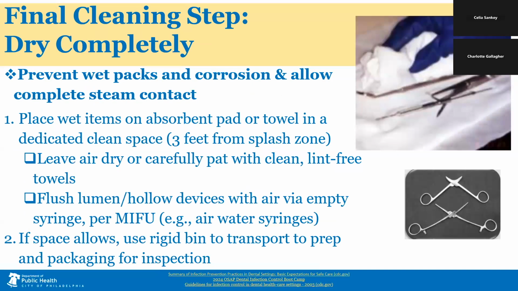Next, place items on a lint-free dry towel or absorbent disposable pad to transfer them to a clean drying area. If air drying, be sure to keep instruments from the sink splash and recontamination. Lumens or tubed instruments may also be flushed with air to ensure steam can reach all surfaces. Complete drying prevents wet packs and corrosion, which are also forms of contamination. A rigid container may also be used to transport dry items to the clean prep and package area.